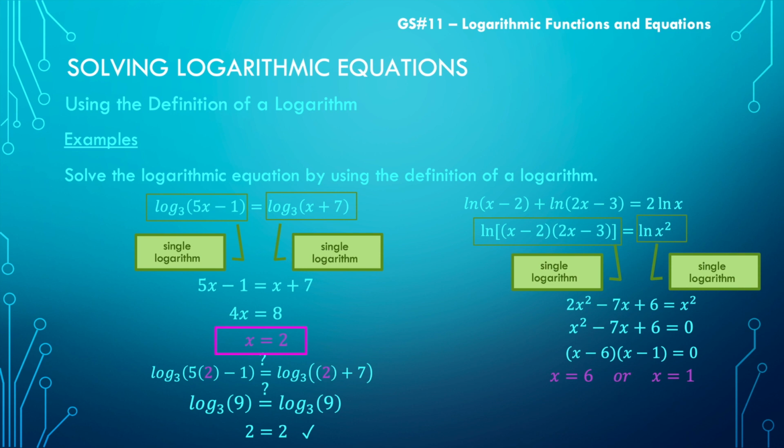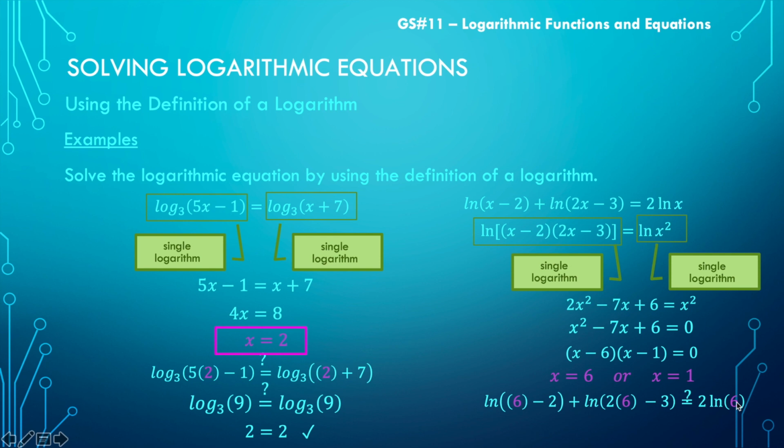All right, so let's go ahead and see what happens when I substitute these in. Let's try the first one first. Let's try x is equal to 6. When I sub this in, I've got ln of (6 minus 2) plus ln of (2 times 6 minus 3). And we want to know, is that equal to 2 times ln of 6?